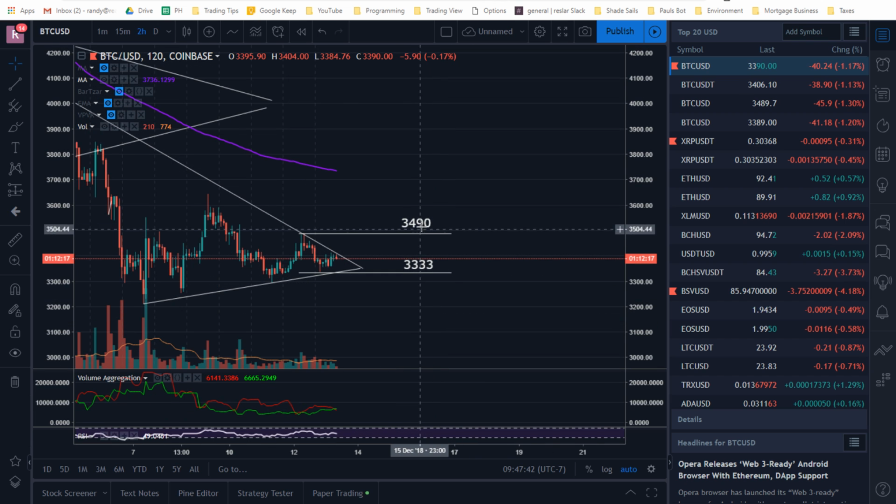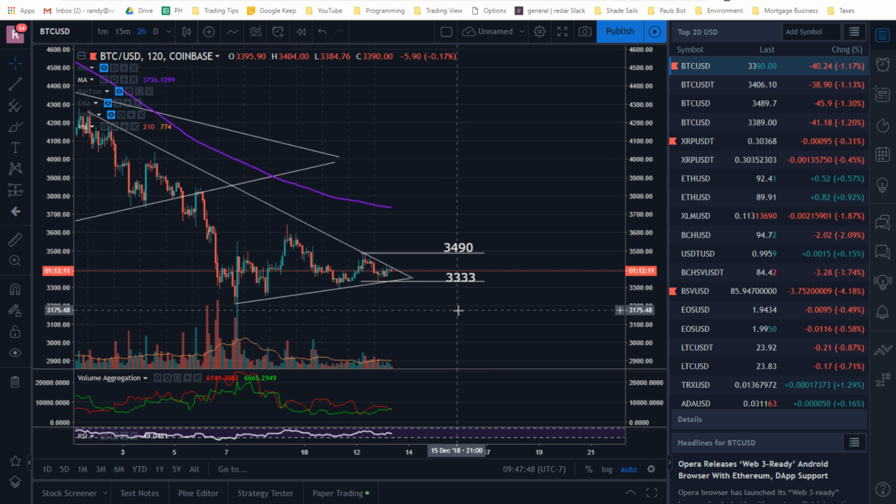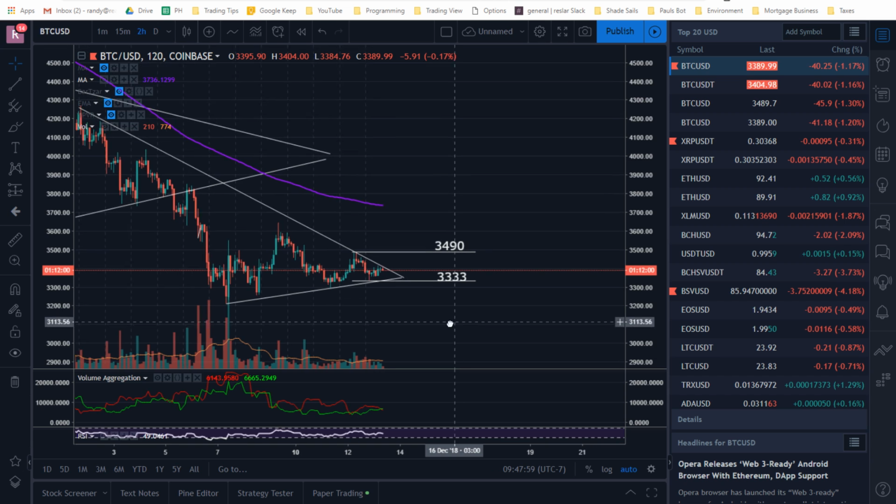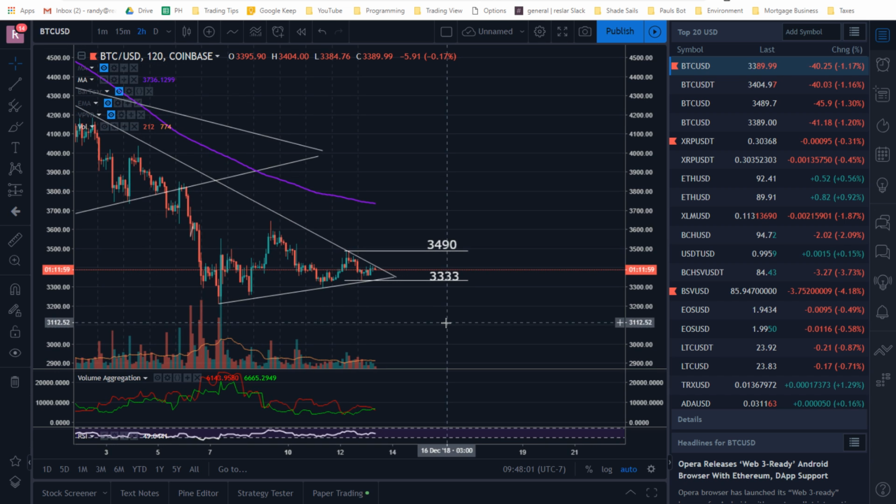I've got a couple of levels here for you. The 34.90 to the upside and 33.33 to the downside is what I'm looking at as potential longs or shorts. If it breaks to the downside, this would be your short entry, and this would be your stop. If it breaks to the upside, 34.90 would be your long entry, and 33.33 would be your stop. And that's how I like to play these scenarios.